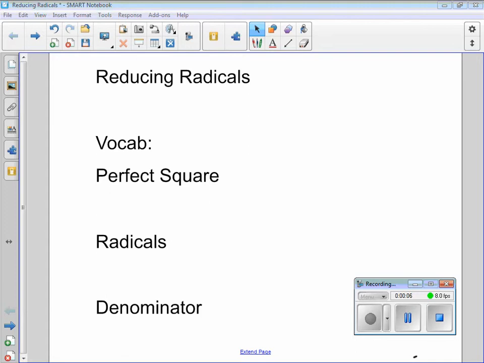Now some of you might be good at this, but my experience in a regular geometry class like this is that reducing radicals, working with square roots and things like that, is quite troublesome for most of the students. So let's make sure that we understand how to work with these things as we go through, especially unit number 7, right triangles. So let's make sure you understand the vocabulary.